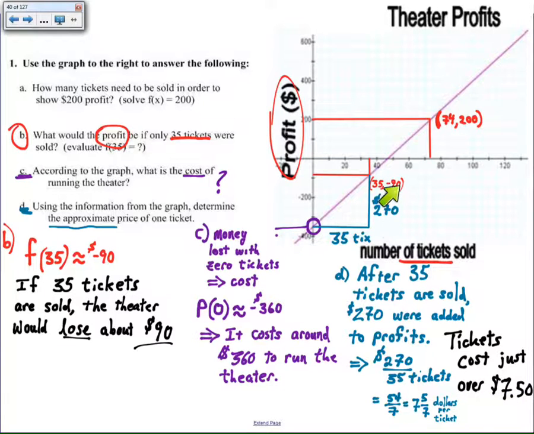I could also show the increase from 35 to 74, which is about 39 tickets, and then there was an increase of $290, so I could do 290 divided by 39, and I would end up with a result again similar to $7.50. These are just estimates, which is why I underlined the words approximate price of one ticket. Pay attention to word choice, because if I say approximate, then you don't have to obsess over the details. Just show me your best possible result from the information given.